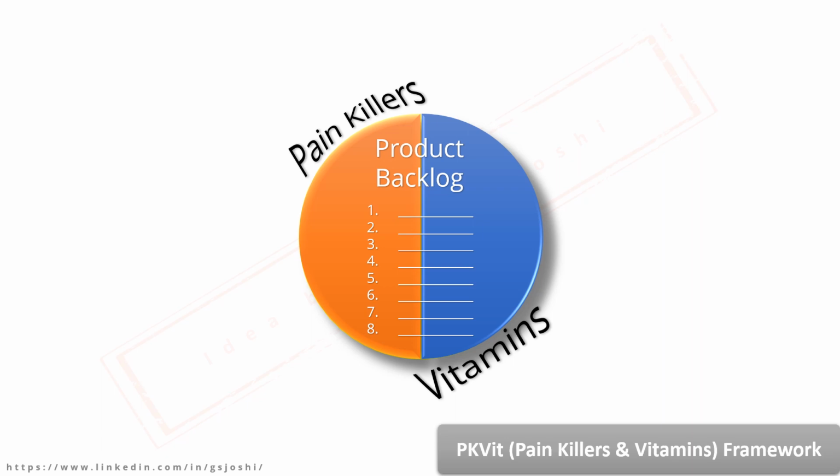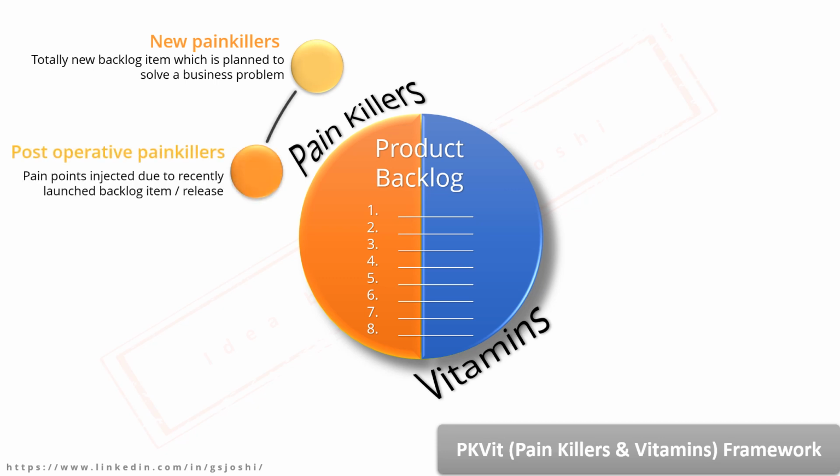Step 2. Break down painkillers and vitamins into various subcategories. In case of painkillers, you can consider following subcategories. Is this a new painkiller? That is, is this backlog item solving a totally new business problem? For example, integration with new payment gateway. Or is it a post-operative painkiller, which is tackling a pain induced during recently launched feature? For example, addressing transaction failures due to newly launched feature.